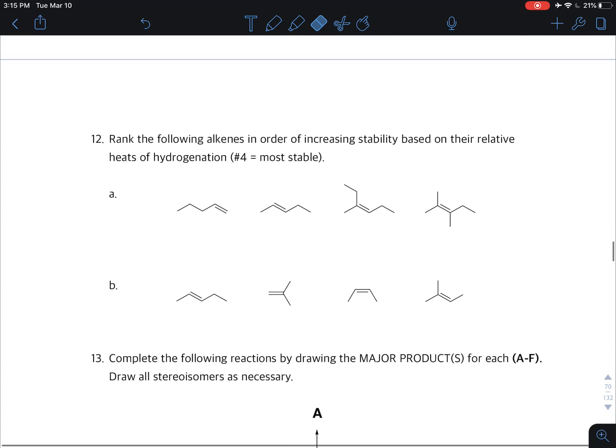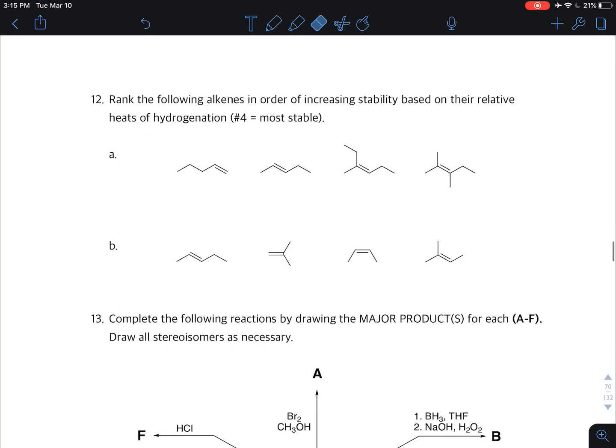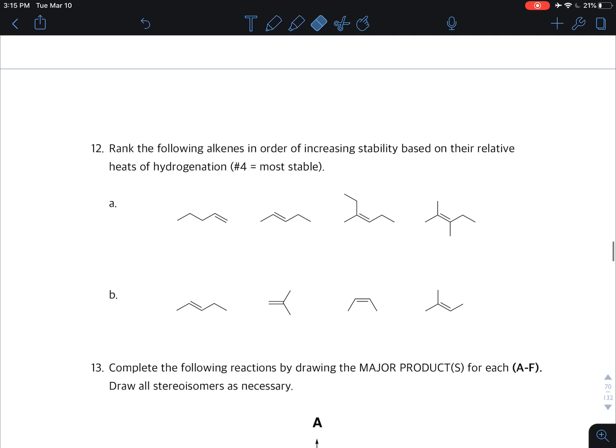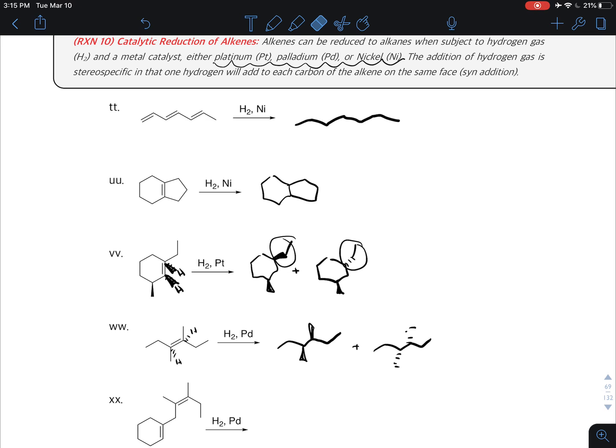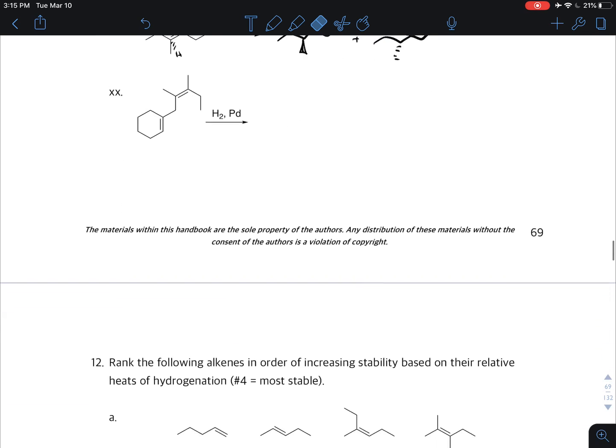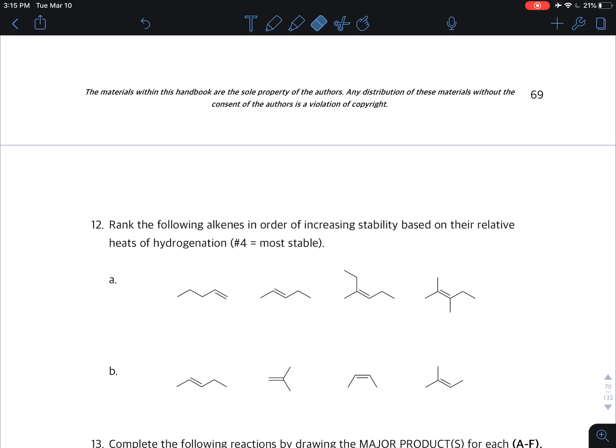All right, so we're going to rank the following alkenes in order of increasing stability based on their relative heats of hydrogenation. Okay, so this is just an application, really, of this reaction above. Catalytic reduction of alkenes is how we measure bond strength. So before in chapter 5, we were just talking about, a tetrasubstituted alkene is more stable than a trisubstituted alkene, which is more stable than a disubstituted alkene, which is more substituted than a monosubstituted alkene, and so forth. Okay, but we didn't really know why. We were just saying because this is what happens.